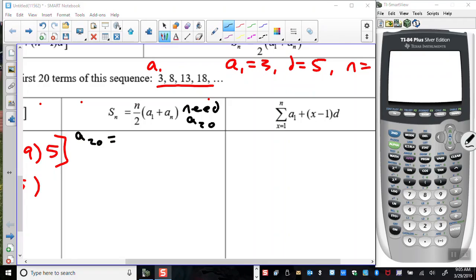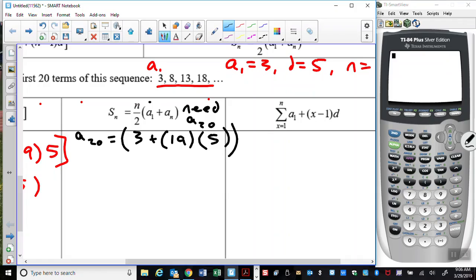Remember the explicit rule. You can use your formula sheet. a sub 1, which is 3, plus n minus 1, which is 19, times the difference, which is 5. We're just finding the 20th term, so we can use this formula here. 3 plus 95 is 98. So a sub 20 equals 98.